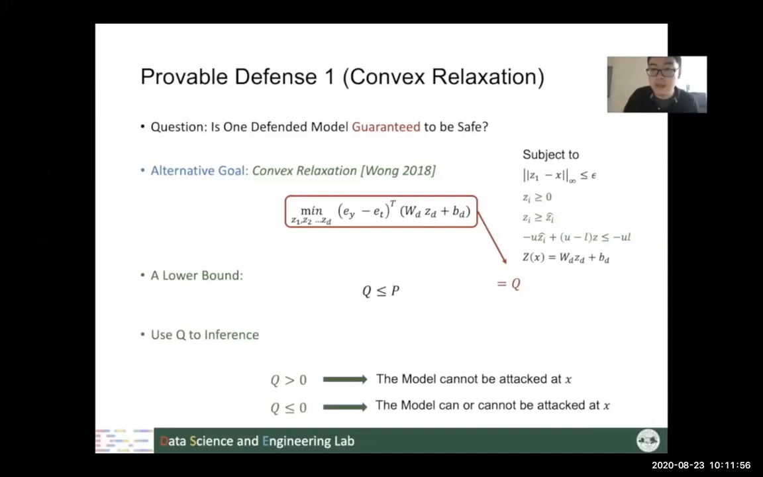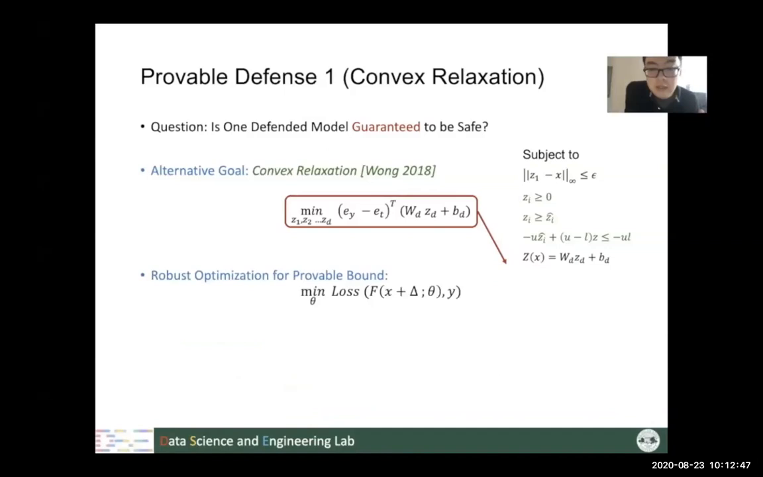So now, if we can successfully calculate this Q value during the inference time, if this Q is larger than zero, which means P is also larger than zero, which means that the model cannot be attacked at X. However, if this Q is not larger than zero, this doesn't mean that P is also smaller than zero, and we cannot make sure whether it can be attacked or not. In the real application, this certification method can tell us at least how many samples are safe and cannot be attacked by any adversarial examples.